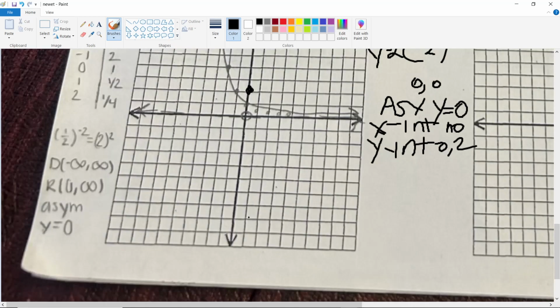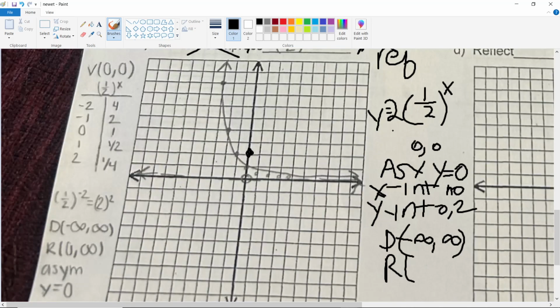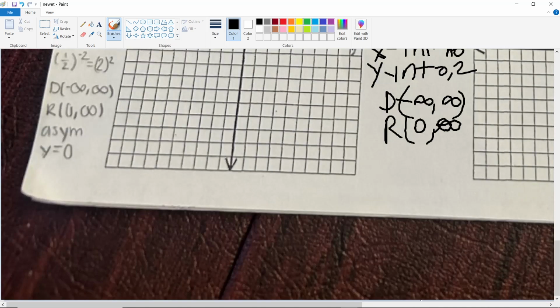And then I can do domain and range. Domain is negative infinity to infinity, as always. The range, this is right side up. A is positive. If a is positive, it's right side up. The range goes to infinity, and it starts from the asymptote, so 0 to infinity, and that parenthesis has to be curved at 0. Now I can plot some points. I already know when x is 0, y is 2. I'll do 1, 2, and negative 1, negative 2.